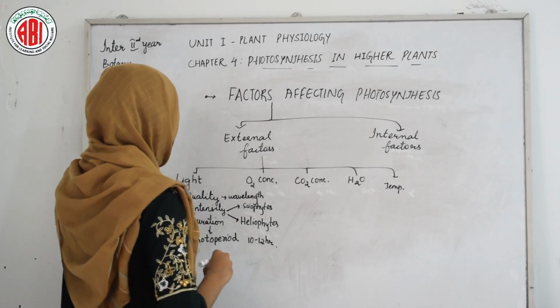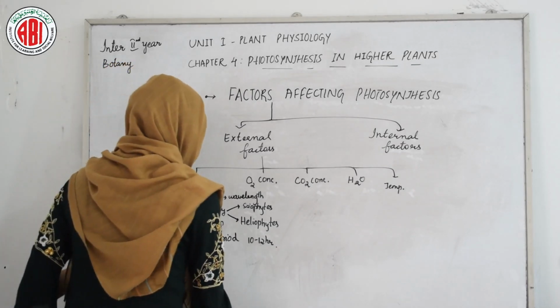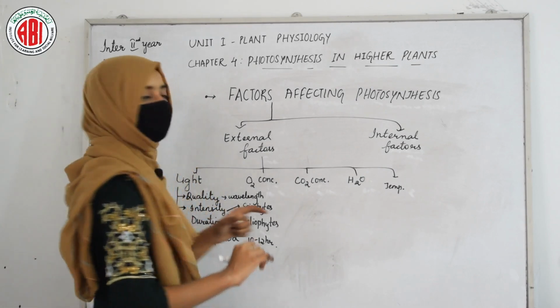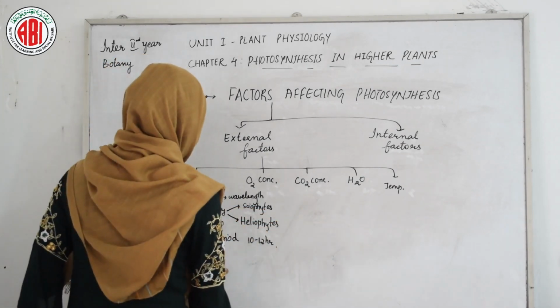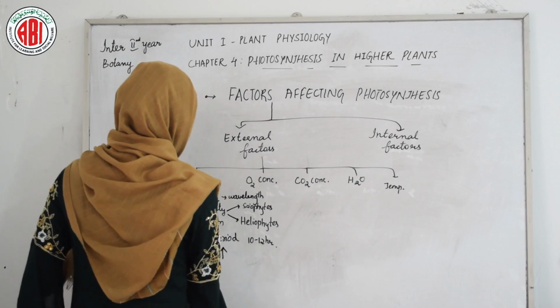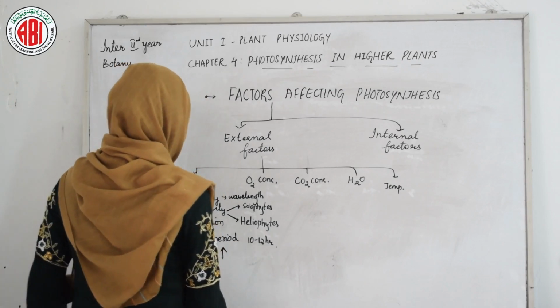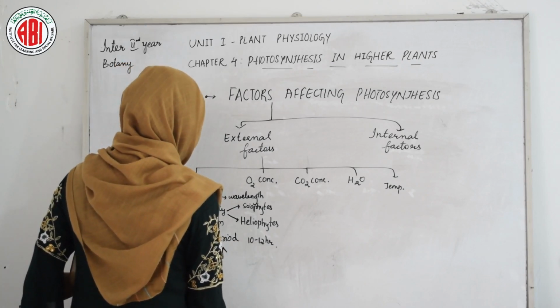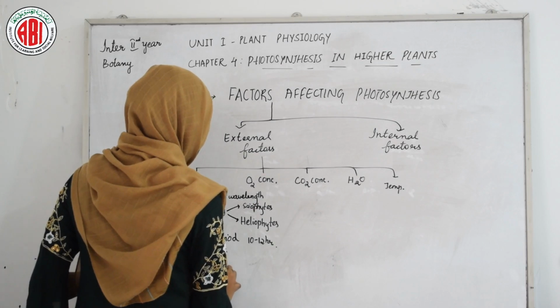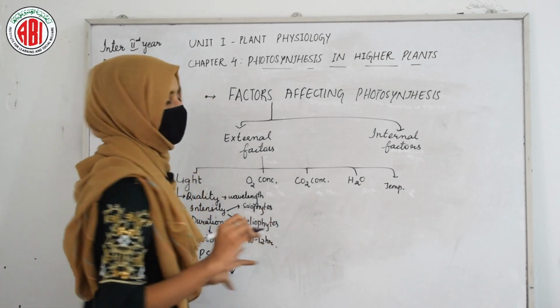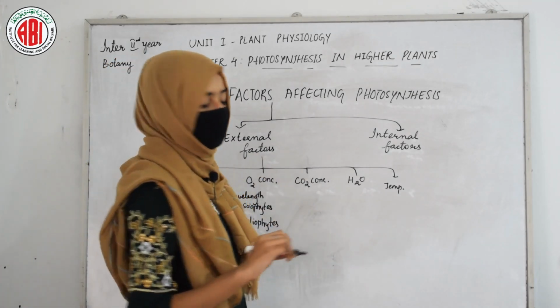So if the intensity of the light is more, then the rate of photosynthesis will also be high. But if the intensity of the light is much more, then the rate of photosynthesis would get affected and it is going to decrease.